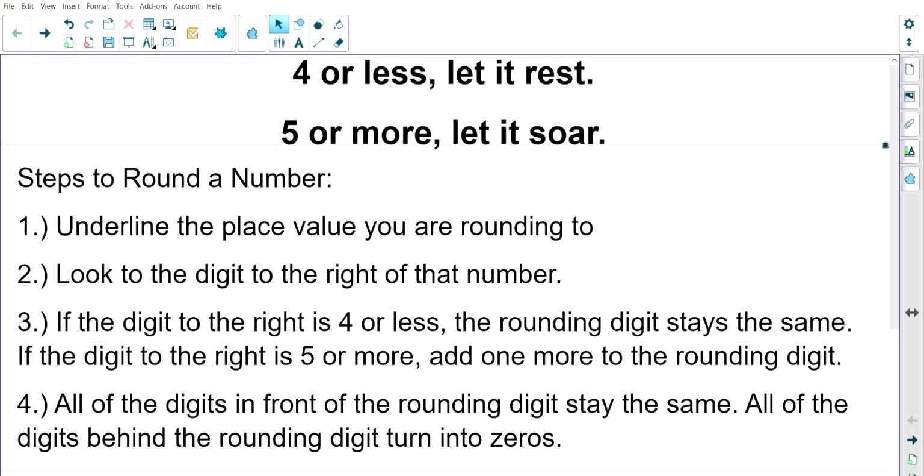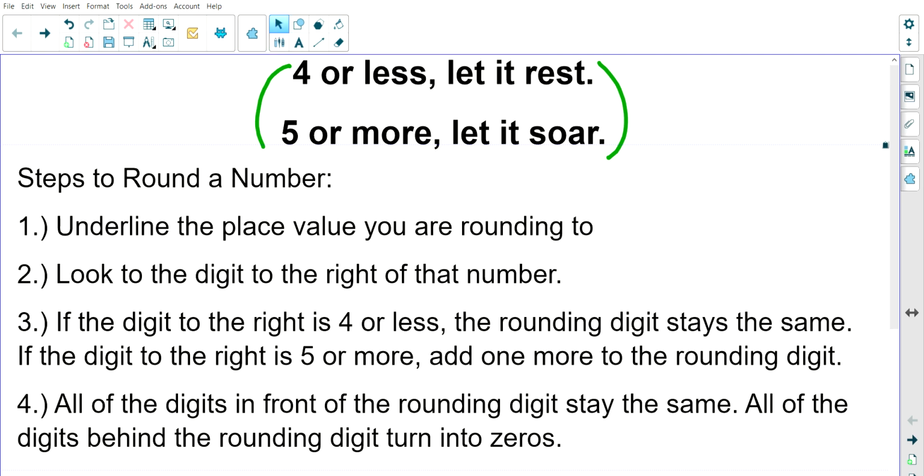All right, so you should have paused the video to copy these steps to rounding down in your journal so that you have them handy. When we began learning how to round, we came up with a rhyme together. 4 or less, let it rest. 5 or more, let it soar. This rhyme is going to be very helpful to remind you whether you should round a digit up or down, and will be a helpful mind trick for you while you are solving your math problems.